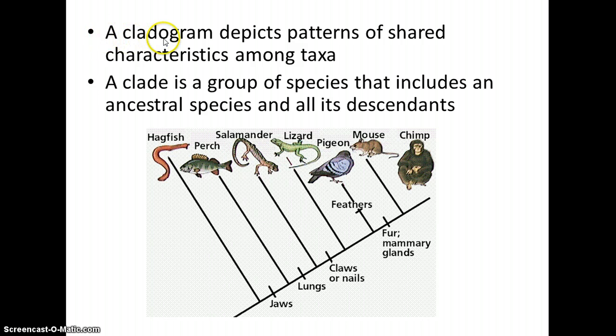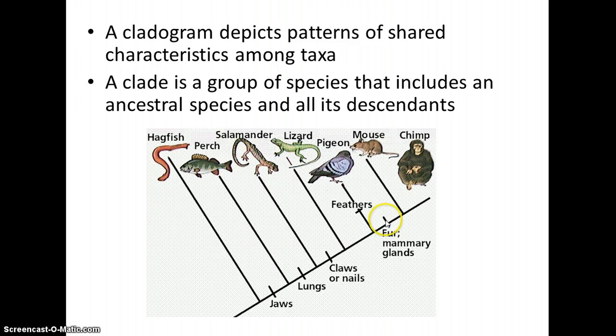Cladogram. A cladogram is basically a phylogenetic tree that shows these patterns of characteristics that organisms share. And so when you have these cladograms, what you do is you label them with particular characteristics that we can see here. Jaws. All these organisms from the perch on up all have a jaw, whereas the hagfish does not. Alright, now what's next? The lung. All these organisms from the salamander up have lungs, claws or nails, and you can see feathers specifically in the bird, and with the mammals, fur and mammary glands. So essentially, none of these guys have fur or mammary glands, but everyone else on this tree does.